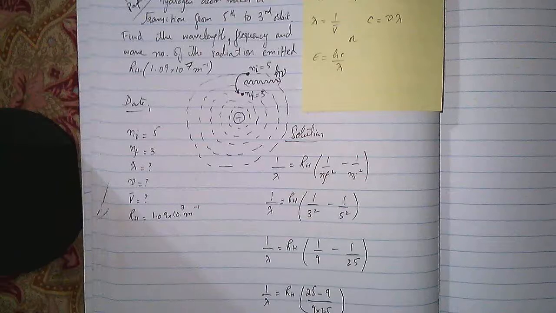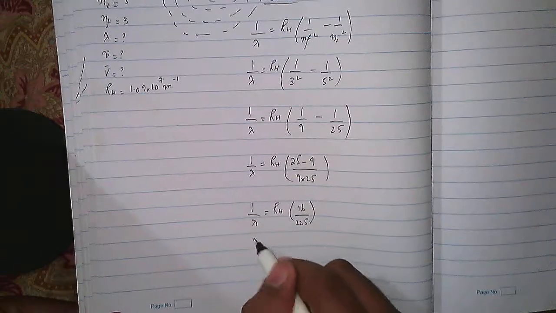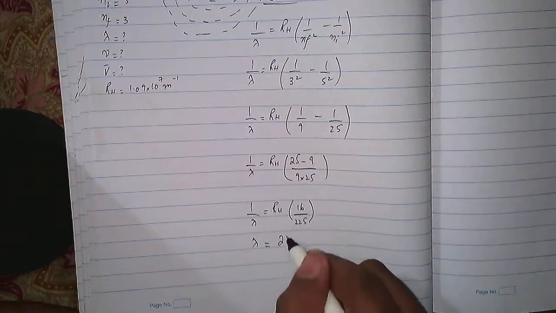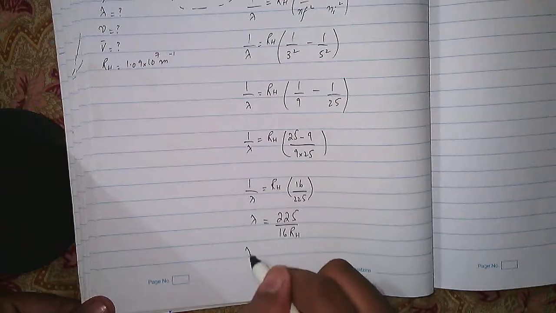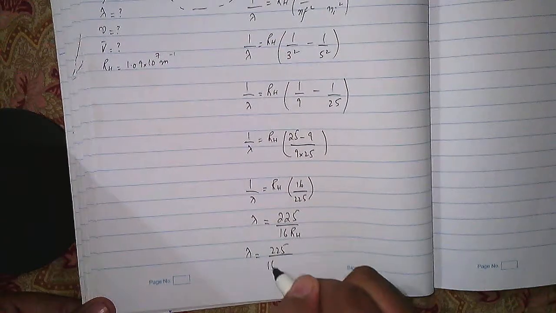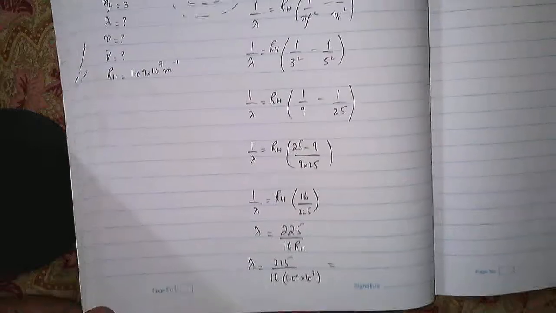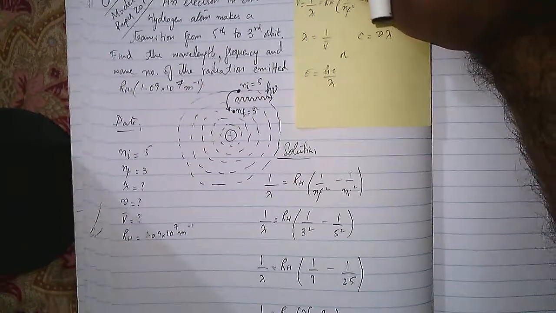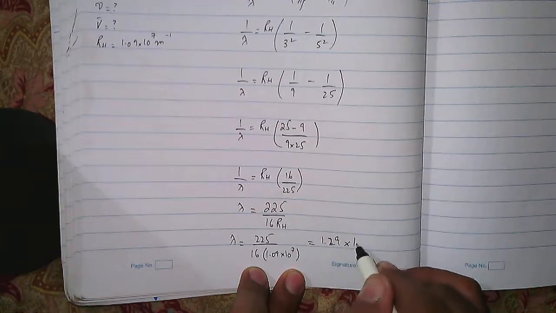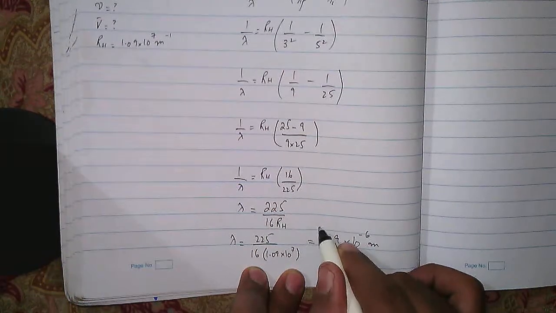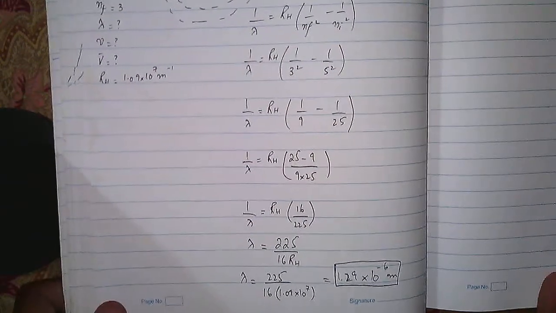Now you can finally find the value of lambda very easily. Lambda is equal to, you can cross multiply everything, it will become 225 divided by 16 RH. Now if you put the value of RH here, lambda will be equal to 225 divided by 16, and the value of RH is 1.09 exponent 7. Okay, so lambda turns out to be 1.29 exponent minus 6 meters, which is quite long wavelength, which you can expect will be in infrared region.